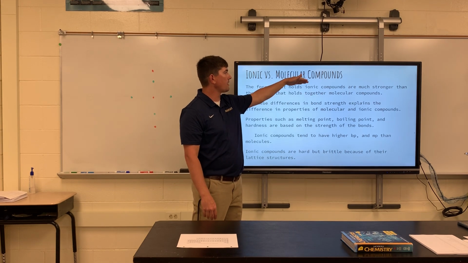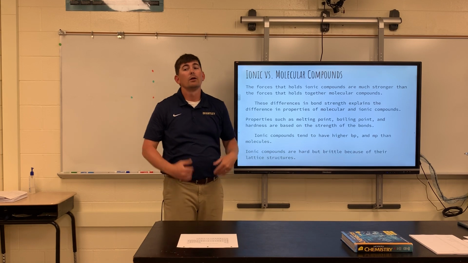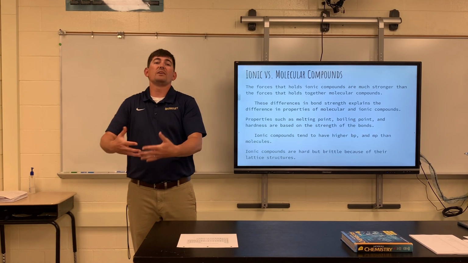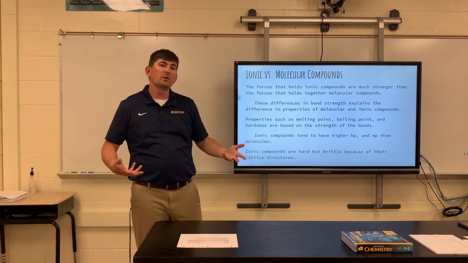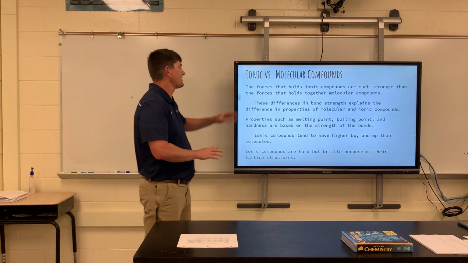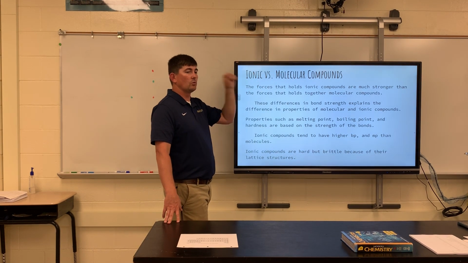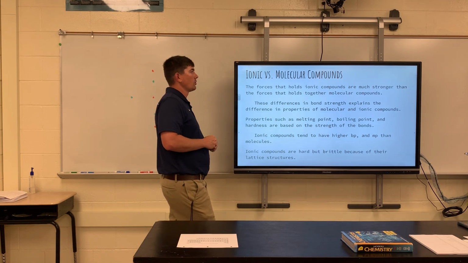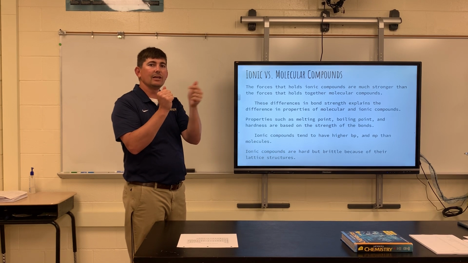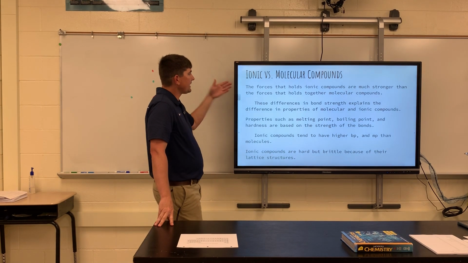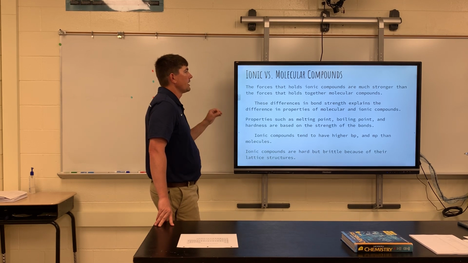So this is not saying ionic bonds are stronger than covalent bonds. Ionic bonds can be very strong, but covalent bonds can also be very strong. Both ionic and covalent bonds can be strong or weaker, so that's not what this is talking about. This is saying the stuff holding one ion to another ion is stronger than the stuff holding one molecule to another molecule, which we refer to as intermolecular forces. The difference in these bond strengths explains the differences in properties of molecular and ionic compounds.